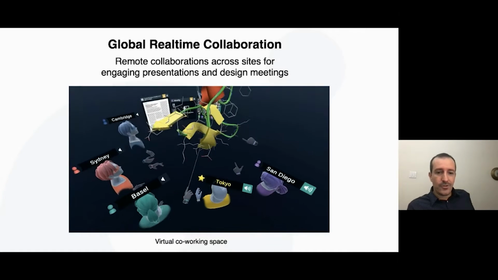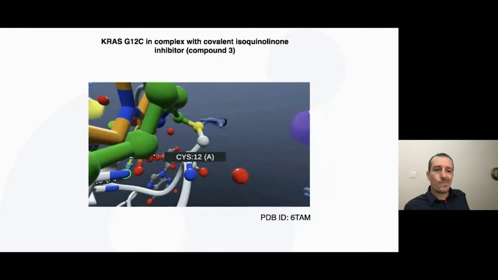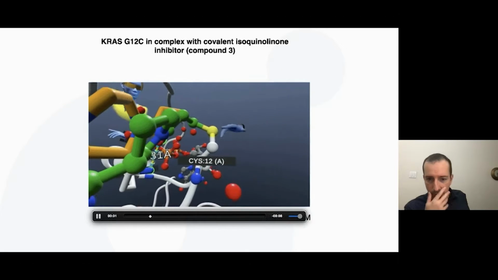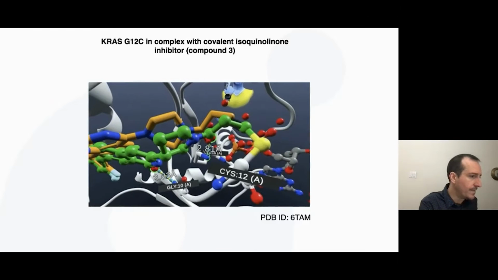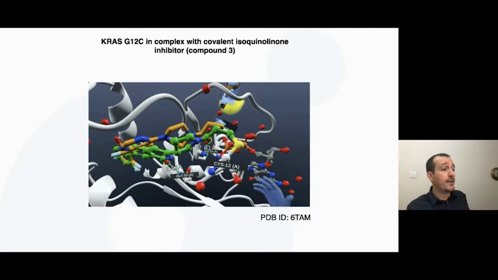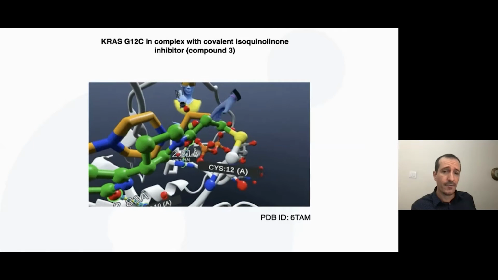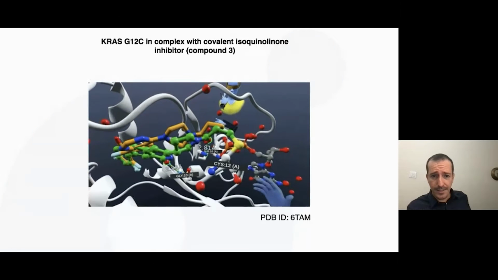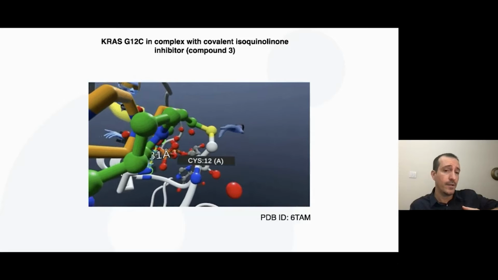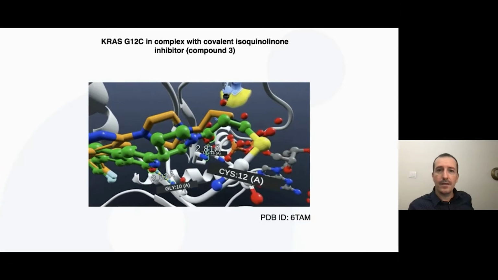It's really like a virtual co-working space. So I wanted to show today some work we've been doing on KRAS for oncology research. This is work by Bayer that helped identify novel covalent allosteric binders for KRAS. I'm pointing at the cysteine-12, of course bound to that inhibitor, and then we overlaid another inhibitor in orange, just because we wanted to compare a little bit between the two.